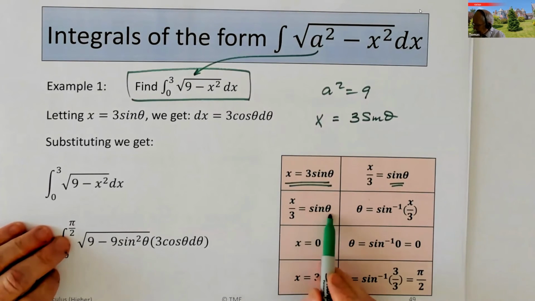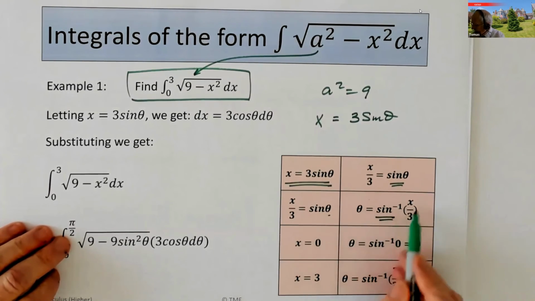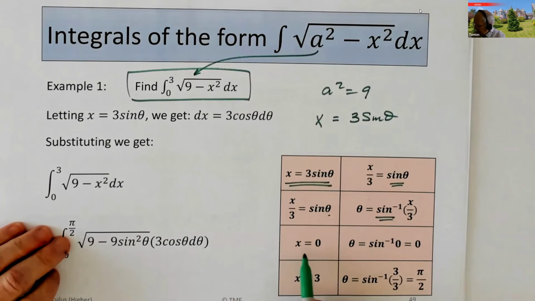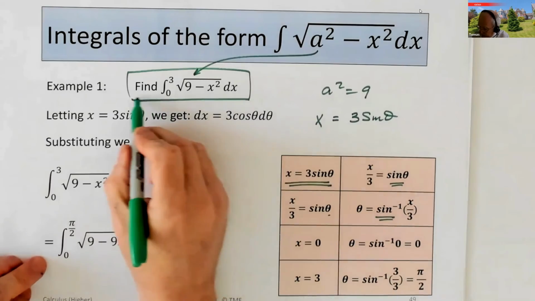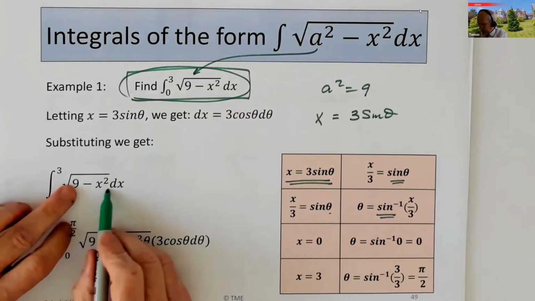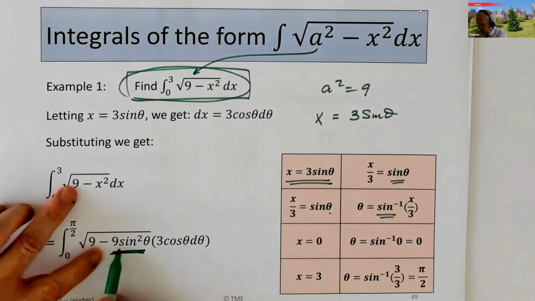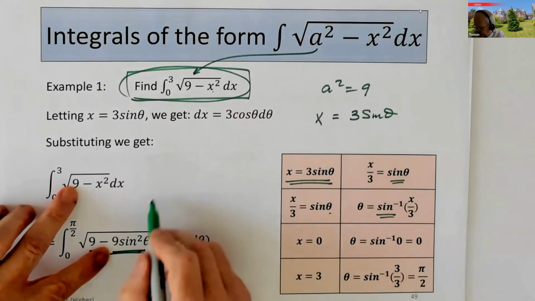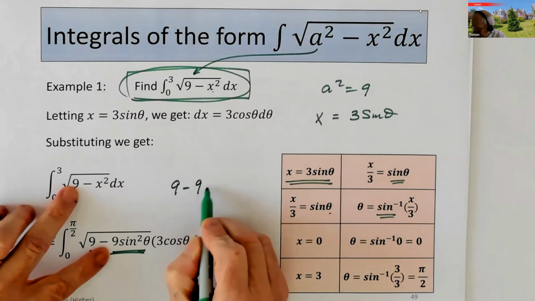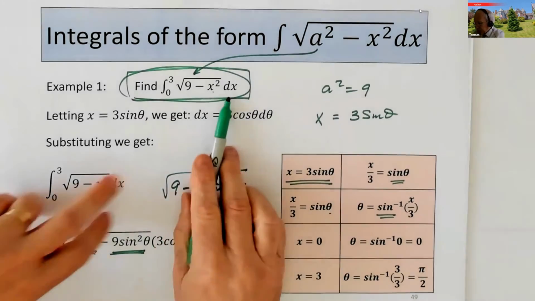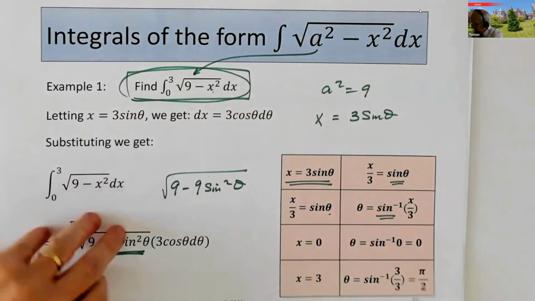Now, x over 3 is sine theta. Theta is inverse sine x over 3. You know how to get rid of a sine, you just do inverse sine on both sides. When x is 0, we'll find out what that value is, and when x is 3. So really what we've done in this question is change it. Instead of 9 minus x squared, we have 9 minus 9 sine squared theta, because x was 3 sine theta. So we get the square root of 9 minus 9 sine squared theta. And then dx, how do we get dx? Well, we have to figure that one out as well.